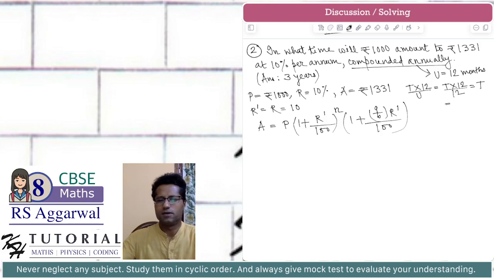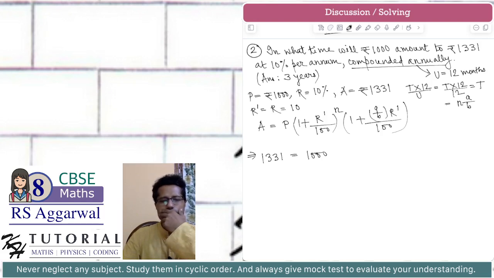So from here we can see that if we express T as the mixed fraction n and a by b, we will have T is equal to n and a by b. Now, let's see. A is given to be 1331, P is given to be 1000.